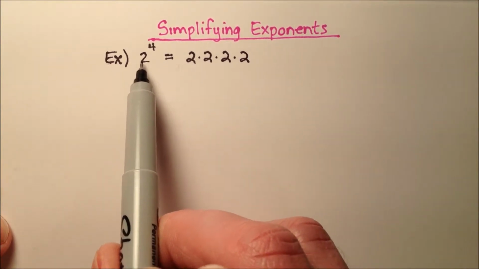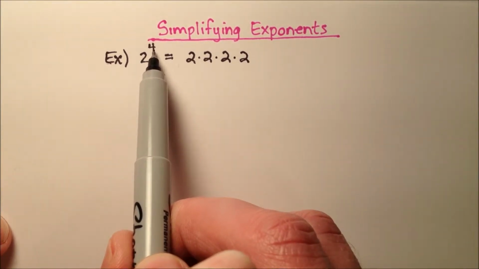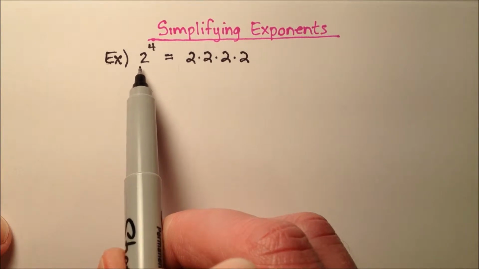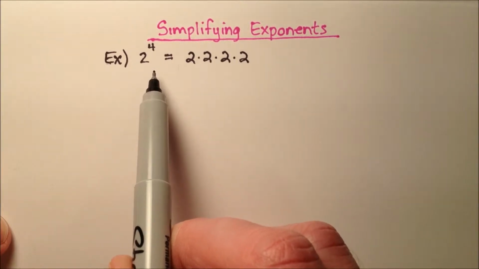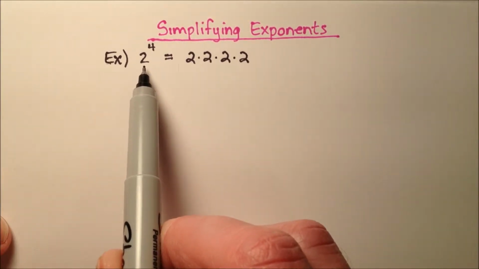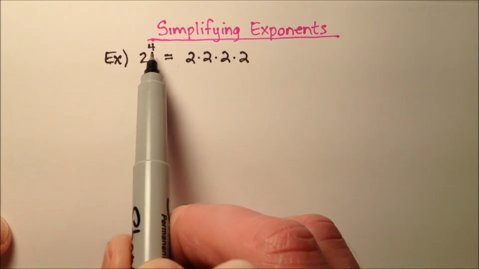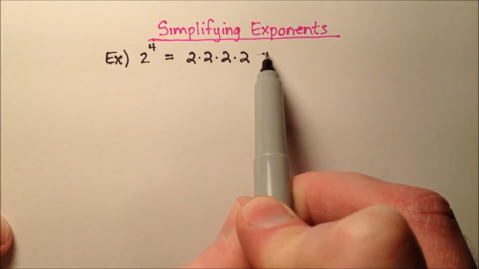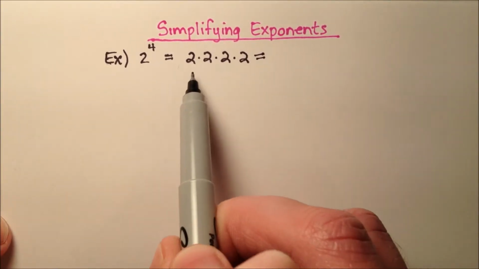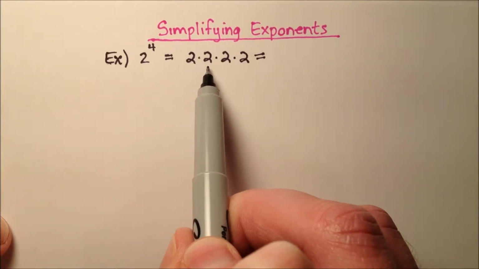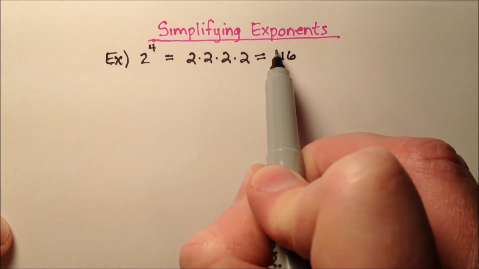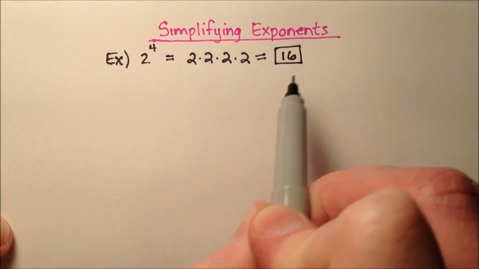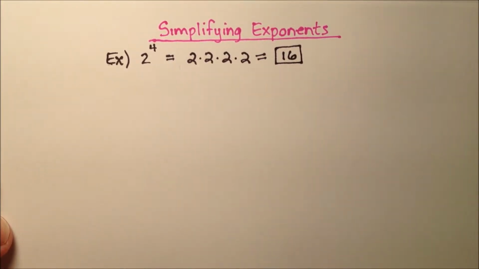Some students want to say, well, 2 times 4 is 8, and they want to try to just multiply these two values. But don't fall victim to that trap. That's not what we're going to do, and that's not how to do it. So, in this case, now that we have 2 being multiplied by itself 4 times, we're just going to go ahead and simplify it and see what it makes. 2 times 2 is 4, times 2 is 8, times 2 is 16. So 2 to the power of 4 is 16.